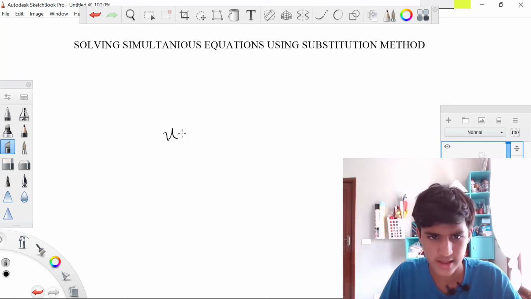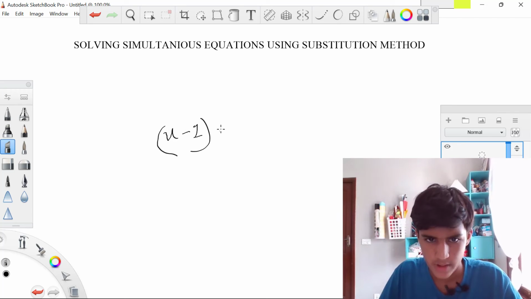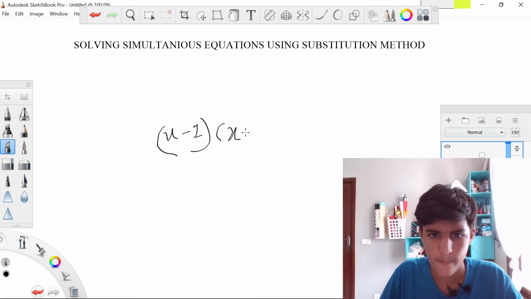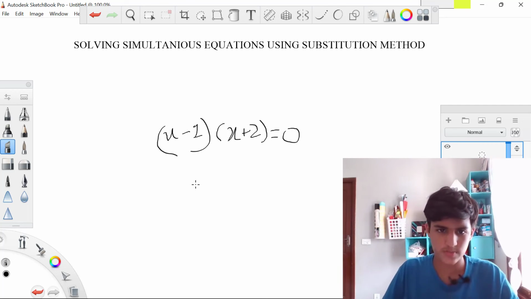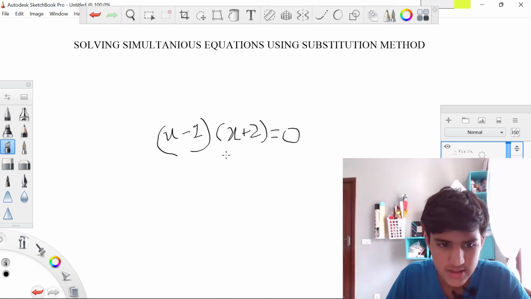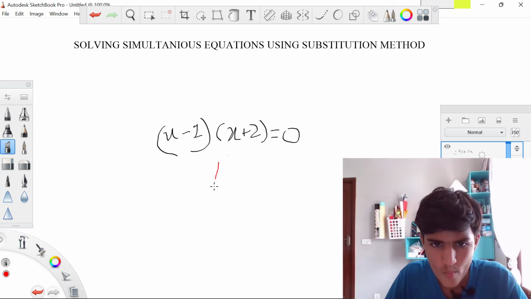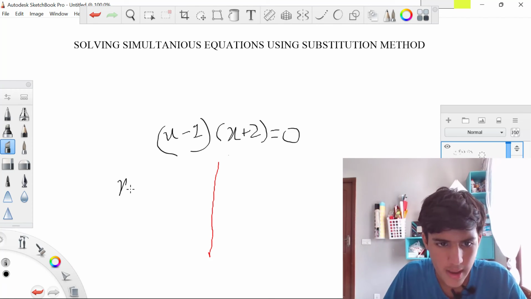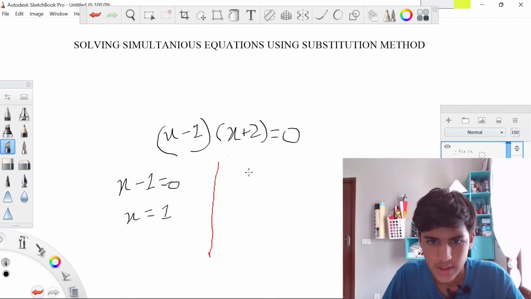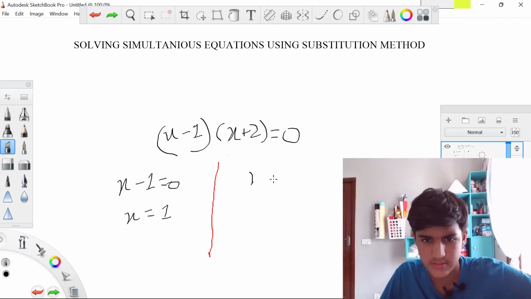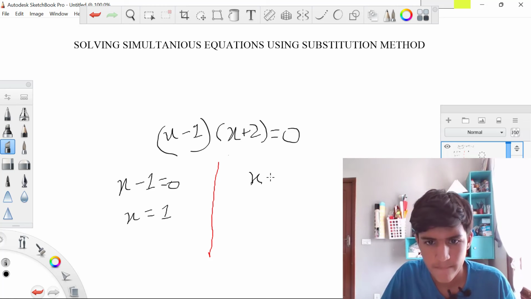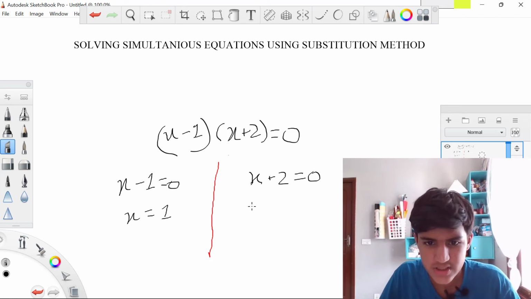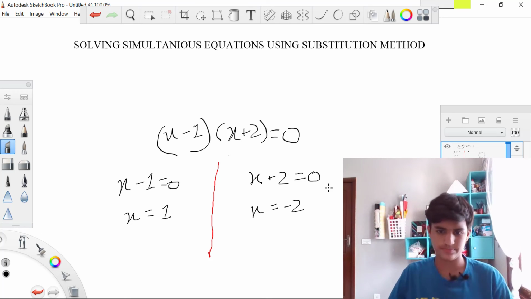So we will have x minus 1 and x plus 2 is equal to 0. We're going to be separating this. x minus 1 is equal to 0, which is x is equal to 1. x plus 2 is equal to 0, which is x is equal to minus 2.